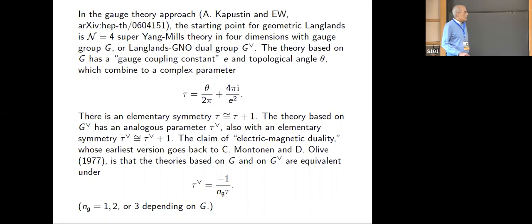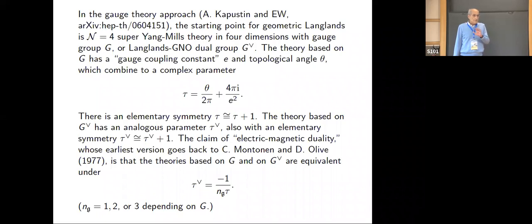Then the theory has an elementary symmetry that shifts tau by 1, which just says that instanton number is an integer, so the conjugate parameter theta is an angle. And likewise, the dual theory has a dual parameter, also with an elementary symmetry. The interesting thing, the highly non-trivial statement, is that the theories based on the gauge group G and its dual group G dual are equivalent under an operation that inverts the parameter tau.